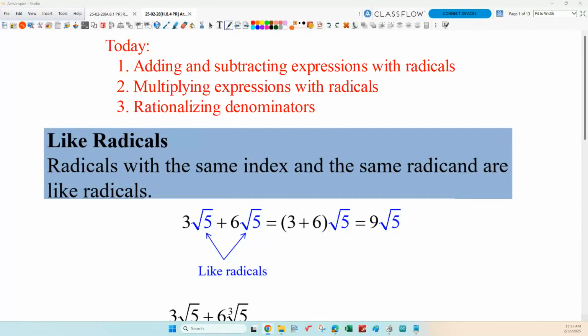So I want to talk about just arithmetic with radicals today. So we'll talk about adding and subtracting expressions with radicals, multiplying expressions with radicals, and we'll at least start to dive into rationalizing denominators. So this really represents 2 assignments worth.